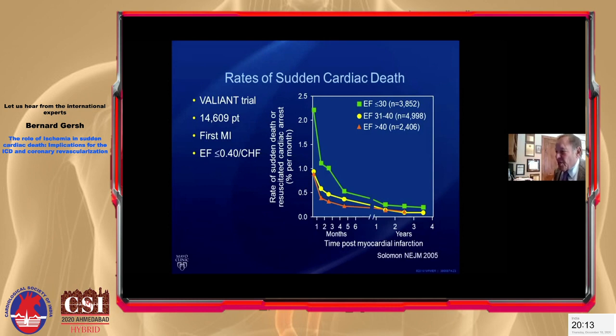Now, this study of ARBs and ACE inhibitors from Dr. Solomon, the Valiant trial, if you look at the risk of sudden cardiac death stratified by ejection fraction, it makes a very strong point, and that is the highest risk of sudden cardiac death is in the first 1 to 2 months post-infarction. So when we first saw this trial, one of the issues that came up was, should we be putting defibrillators into these patients before they leave hospital?